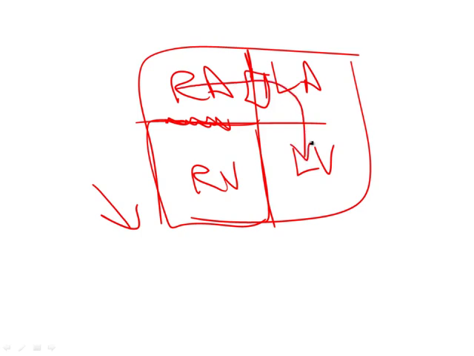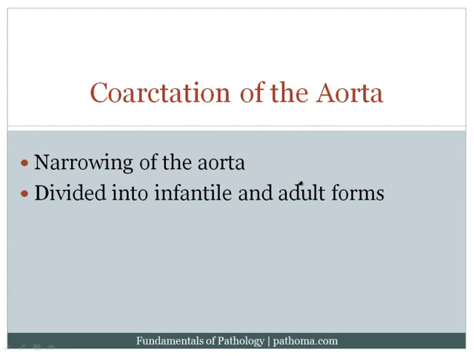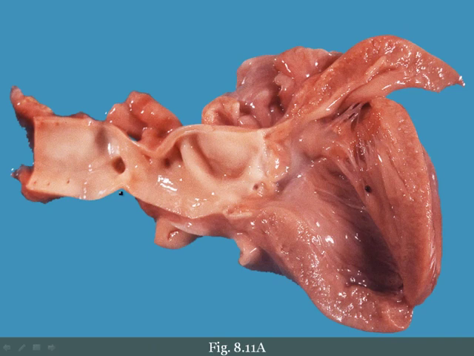Now this baby is going to present with early cyanosis, and that's because the blood from the right side is going to move to the left side, and so you're going to get the deoxygenated blue blood going into the systemic circuit, creating early cyanosis. Coarctation of the aorta is when you have narrowing of the aorta, and it's divided into two forms, infantile and adult forms. Here's a picture of coarctation, and you can see here's the normal aorta coming off the heart, and all of a sudden there's this narrowing of the aorta, and that's called a coarctation.